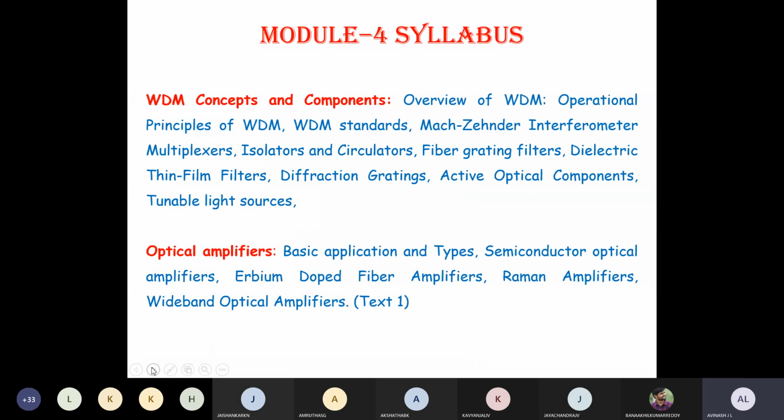Now that completes your syllabus. You can see the topics: WDM concepts, operational principles of WDM, WDM standards, Mach-Zehnder interferometer, isolators. All those things we have discussed.